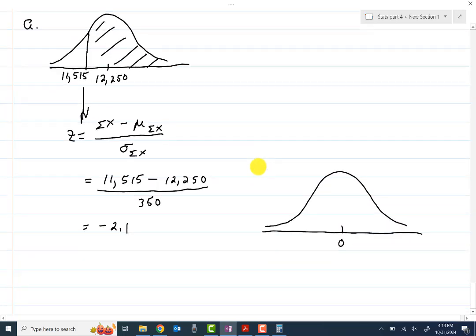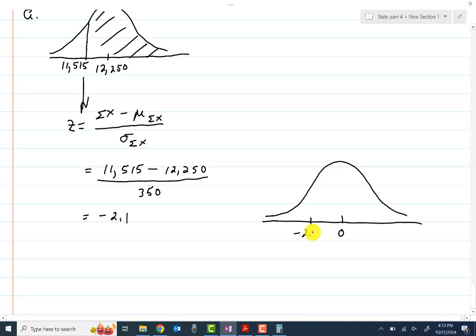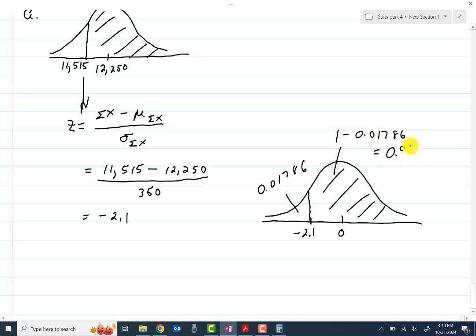So now I transport it to the standard normal distribution. I'll go to the table to find out the area of that region. 0.01786. And then we'll subtract that from 1. And there you go. The second part was to find the 80th percentile.